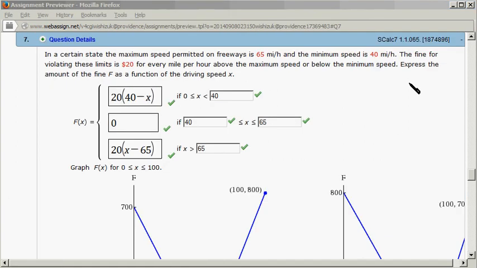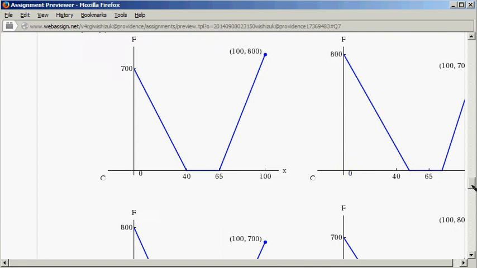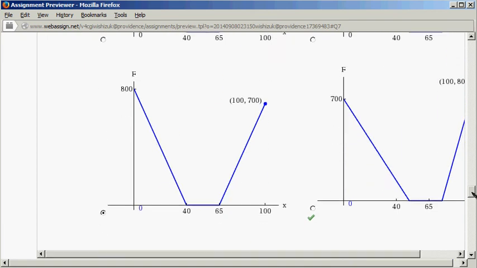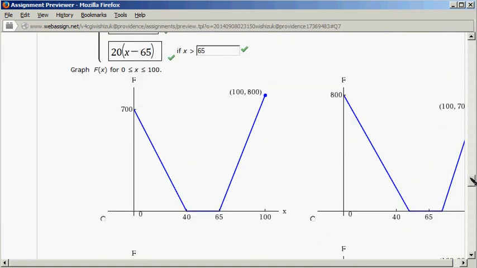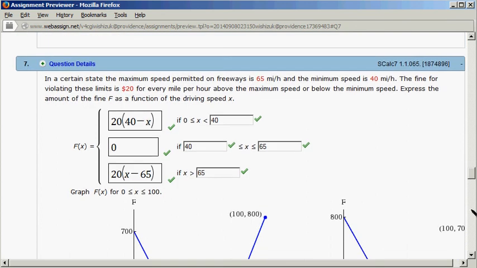All right, it came back. It looks like we got each formula of capital F of X correctly. And if you go down, we chose the correct graph because we have a green check mark. All right, that's it. I hope that this was clear.